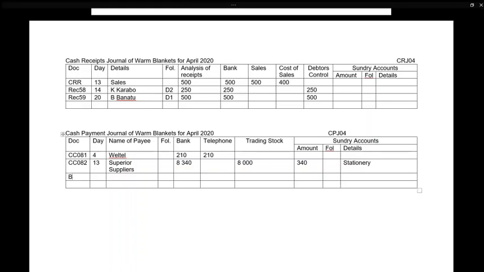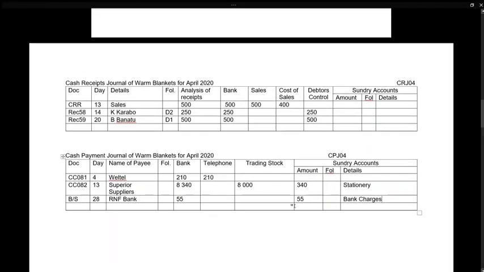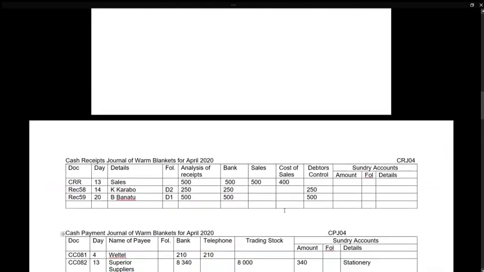Document will be bank statement. This took place on the 28th, and we paid money to RNF Bank, and the amount was 55 Rand for bank charges. They did not provide a column for it, so I will take it to my sundry accounts. Bank charges. Right, now we are done. Now I can finally total all of my journals.